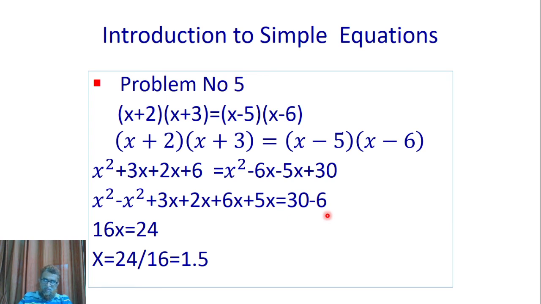30 minus 6, so this x square minus x square gets cancelled, minus and plus get cancelled, 0 value. 3 plus 2 plus 6 plus 5, how much is the value, 3 plus 2, 5, 5 plus 6, 11, 11 plus 5, 16x is equal to 24, okay, then x is equal to 24 divided by 16, so when 16 is moved to the other side, it gets divided, it is in the denominator, x is equal to 24 divided by 16, that is 1.5.